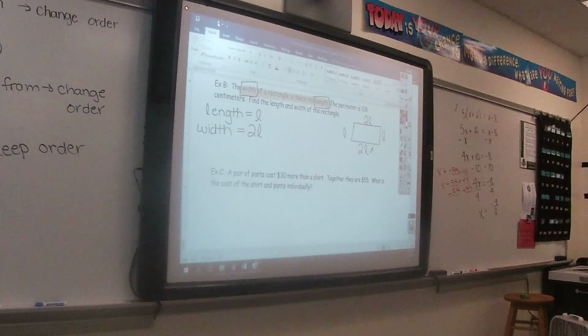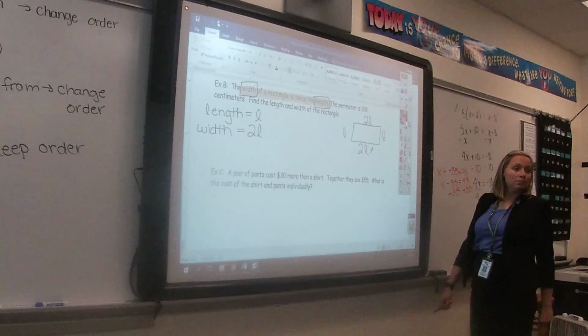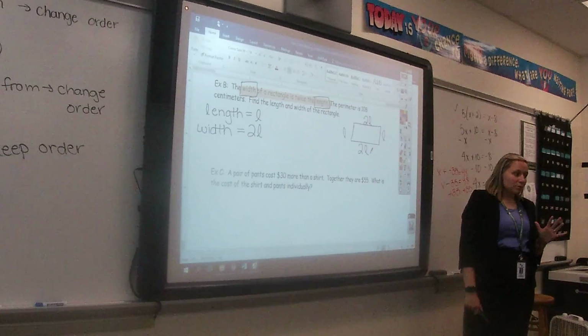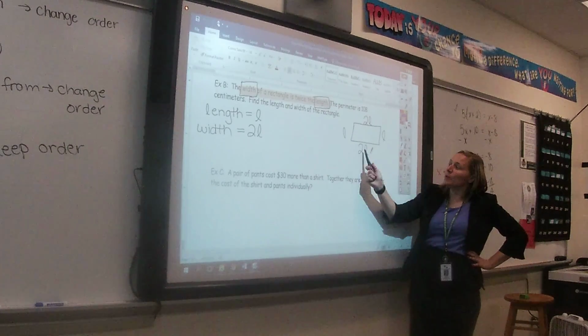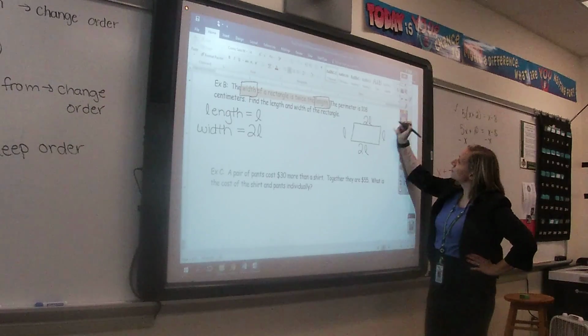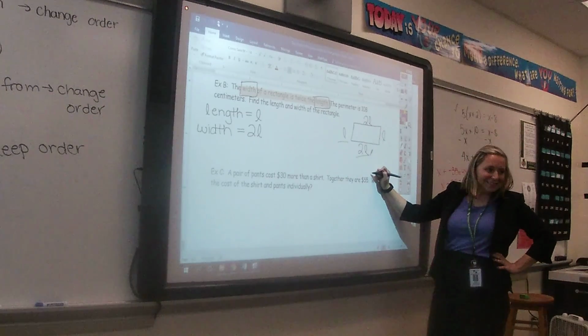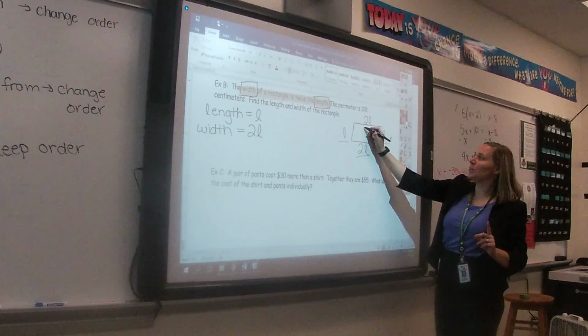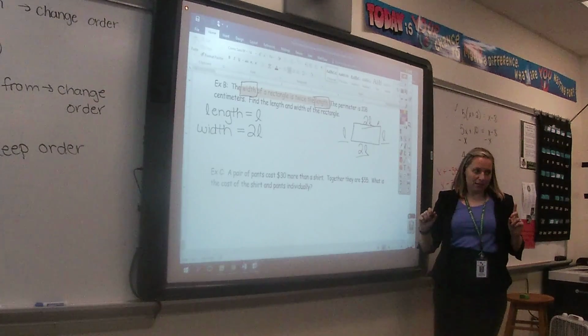Okay, so perimeter. What are we gonna do for perimeter? Add up all the sides. Okay, gotta be really careful here. Don't let this trick you. What is L plus 2L? 3L. What is 3L plus L? 4L. What is 4L plus 2L? 6L.